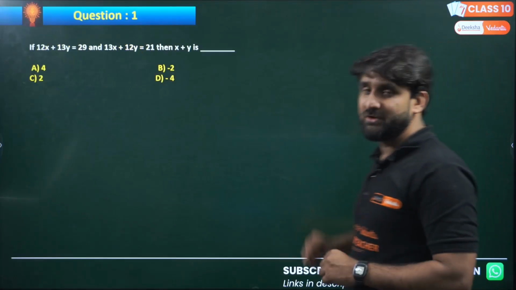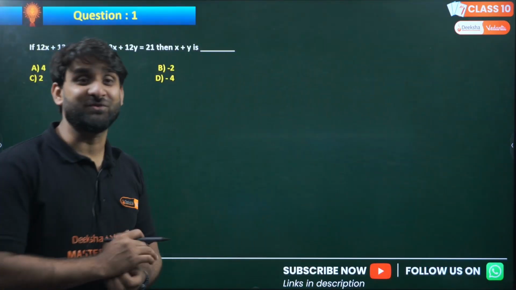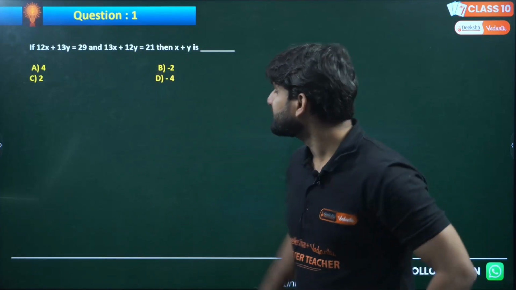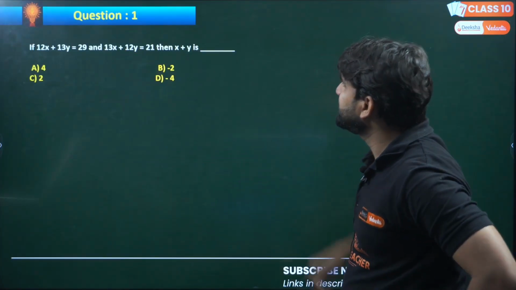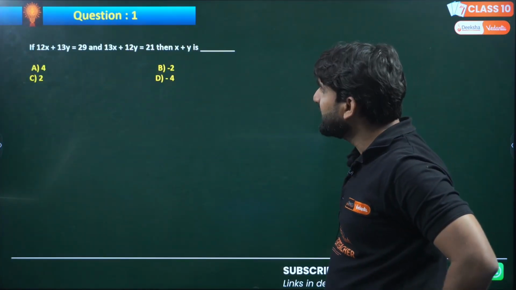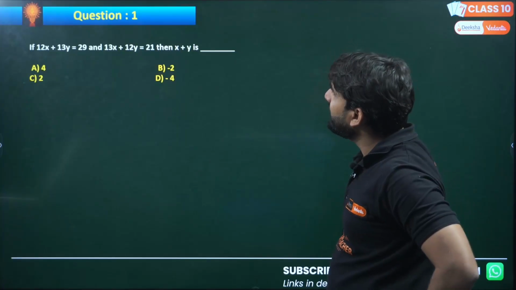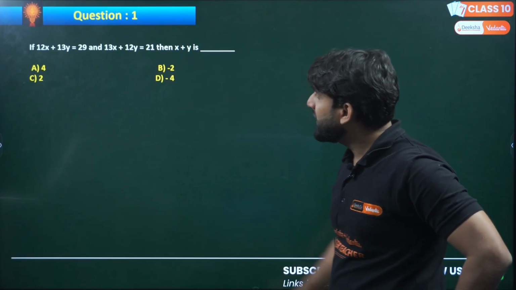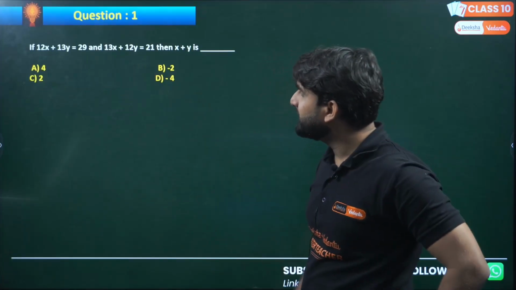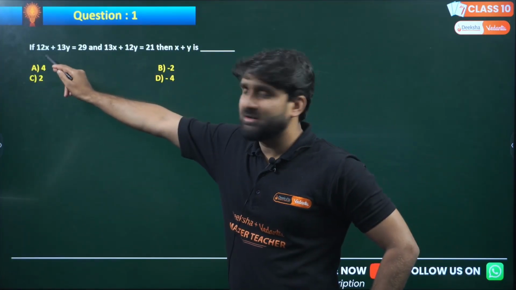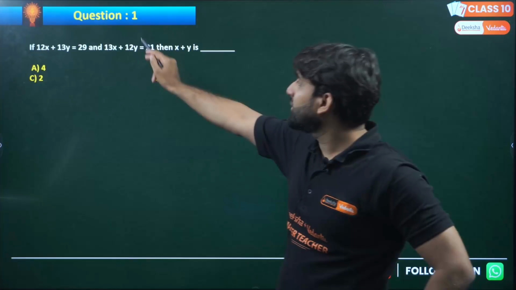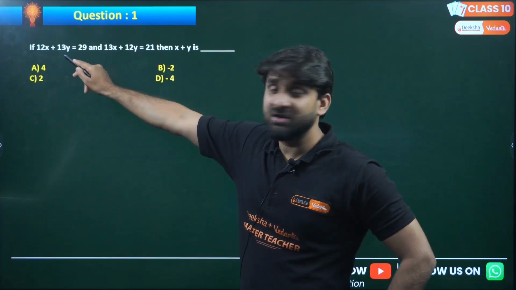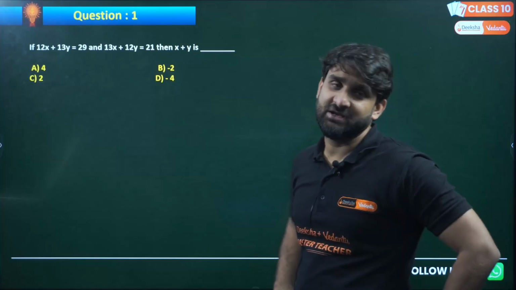Okay, moving ahead. It's time to solve a few questions from the chapter. Presenting you the first question. Look at question number 1. If 12x plus 13y is equal to 29 and 13x plus 12y is equal to 21, then what will be the value of x plus y? If you look at both equations, champion, the coefficient of x in the first equation is the coefficient of y in the second equation, and the coefficient of y in the first equation is the coefficient of x in the second equation.